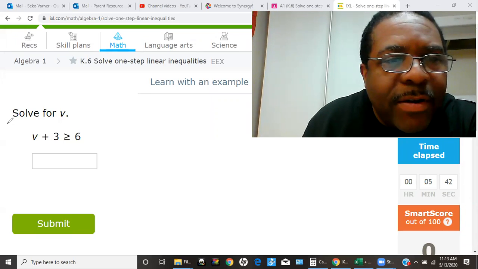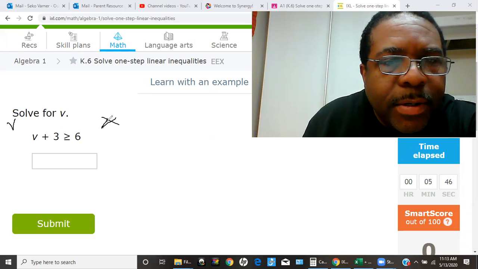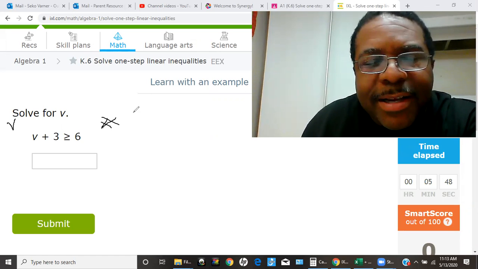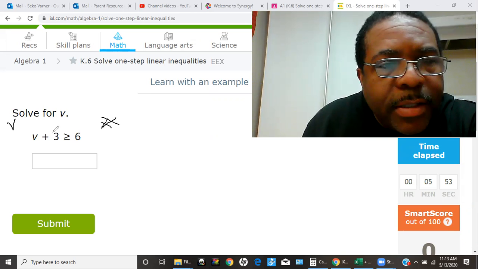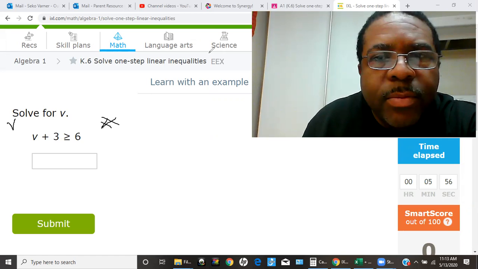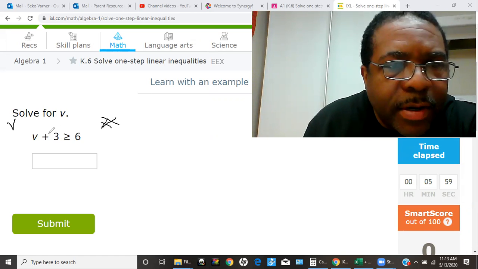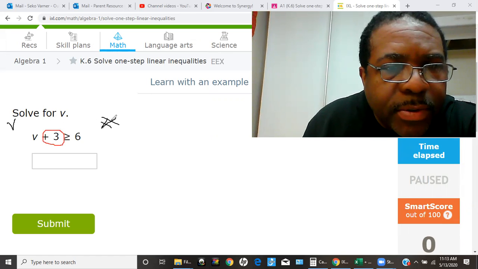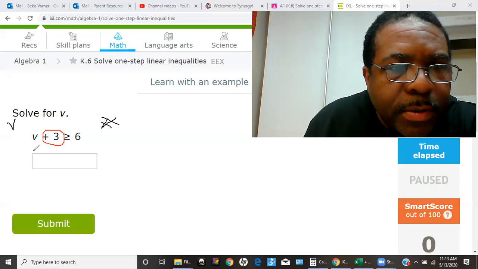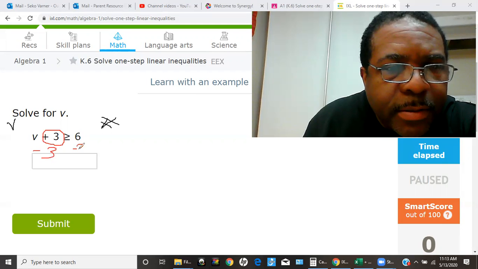So we want to have our variables on this side. We want to have our numbers on this side. That's my hashtag sign, okay? So to do that, we need to move the +3 onto this side, right? Because we want, once again, our variables on this side and our numbers on this side. So what we're going to do is subtract 3 on both sides.